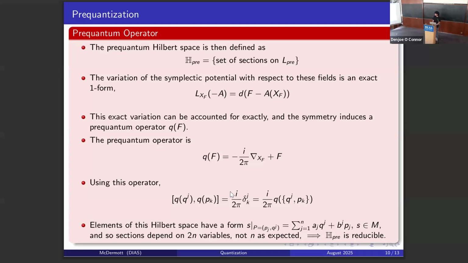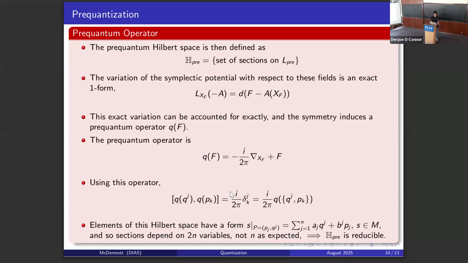So using this operator, we can see that we actually do in fact get back our canonical quantization, our canonical commutation relations, which is good. It means that this method has given us something physical back. The one issue with it so far, however, is that if we look in general at the form of these sections, we can see that they're functions of both position and momenta, which means that the sections depend on 2n variables as opposed to n, which we would expect from general quantum mechanics. Which means that our Hilbert space is not irreducible, which means there's a subspace that can equally explain all of this physics.